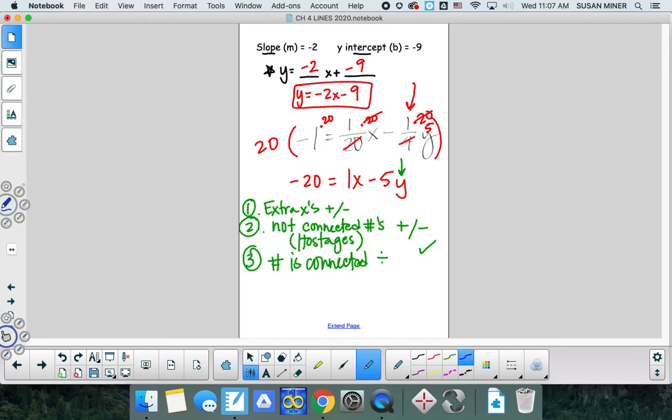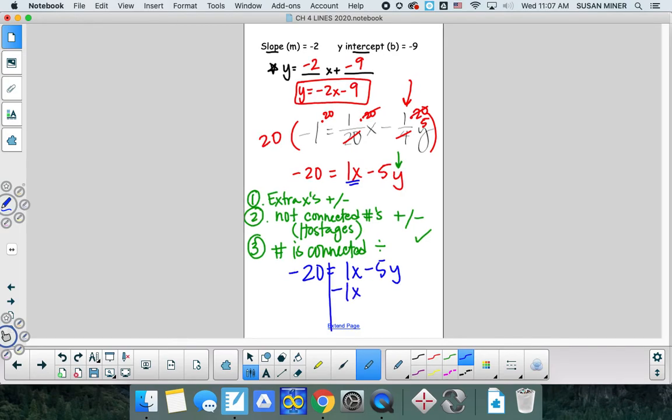So in this, I'm going to solve this for y. I'm going to get y alone. So first thing I want to do is get rid of any extra x's that I have. So I'm going to rewrite this equation so I have some more room to solve it. Okay, so I have 1x. I'm going to subtract 1x from each side. It's going to cancel over here, and I'm going to get negative 5y is equal to negative 1x minus 20.